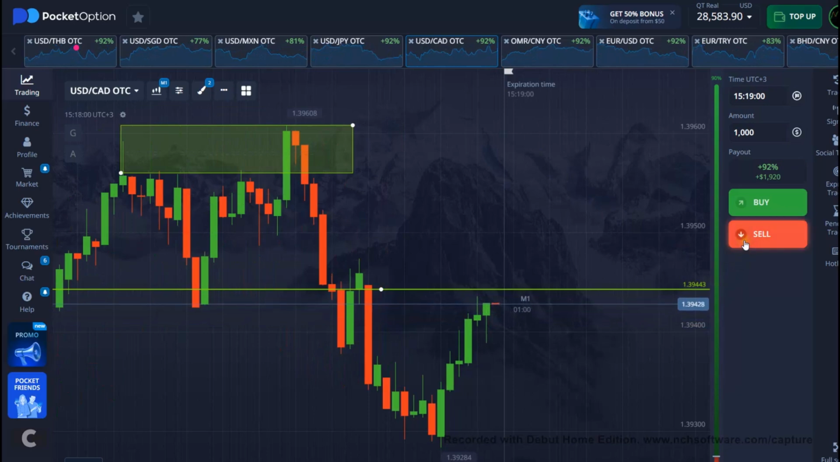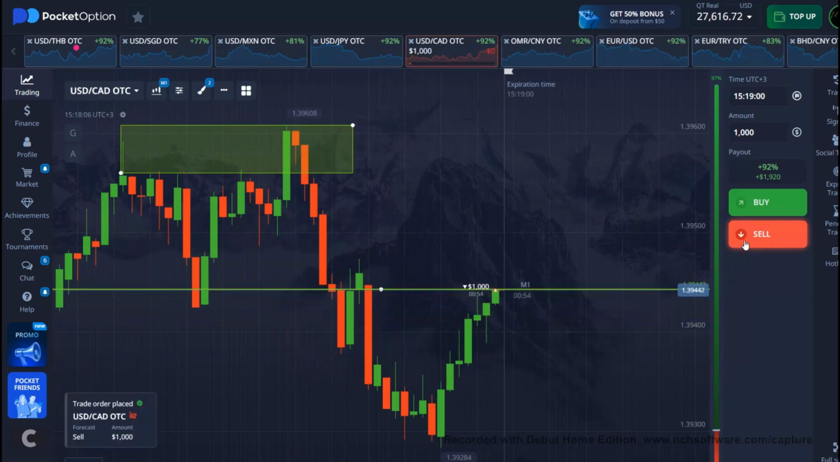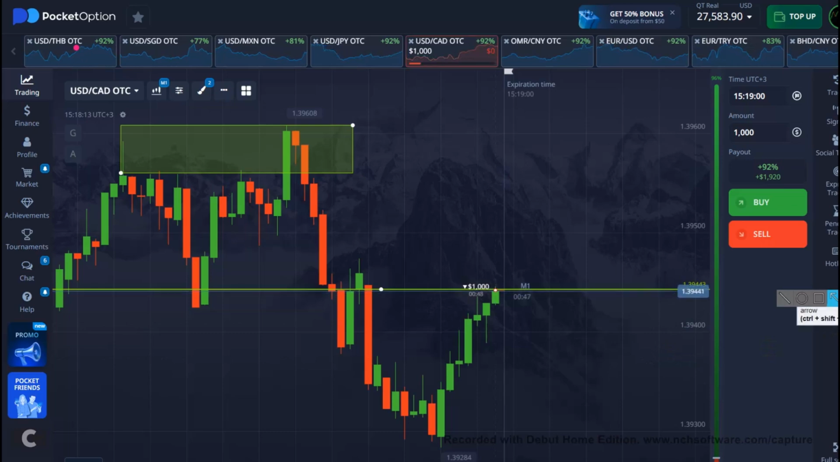Okay, we might have an opportunity right here. Okay, I took a trade with the sellers. So although our previous candle right here, we see a lot of buyers pressure, we can also see a lot of sellers pressure in this candle right here. So the candlesticks signify indecision in the market.